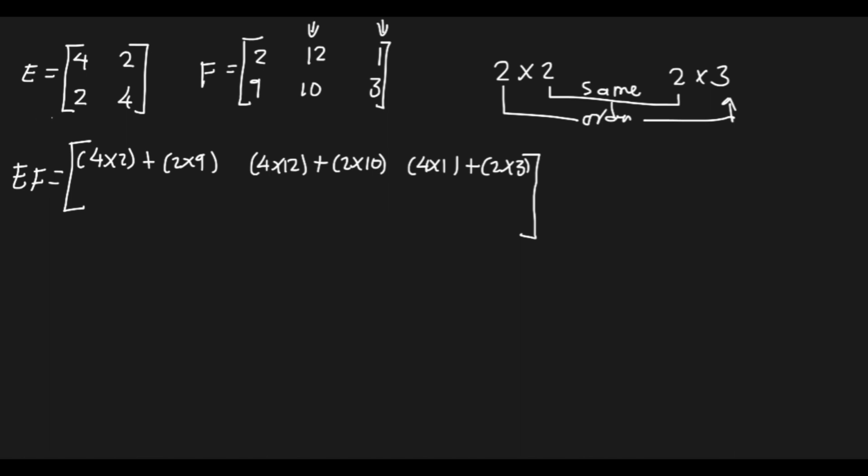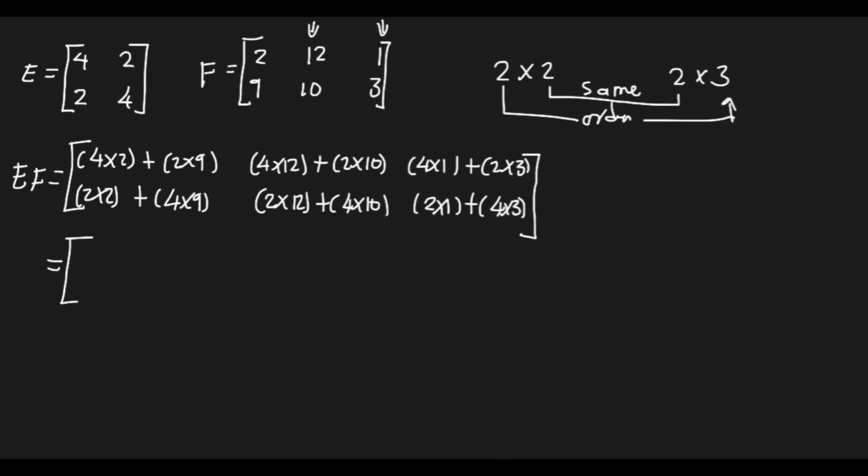Let's go on to the second row of the first matrix. So it's 2 times 2 plus 4 times 9. We go to the second column. It's 2 times 12 plus 4 times 10. Then the last column, it's 2 times 1 plus 4 times 3.